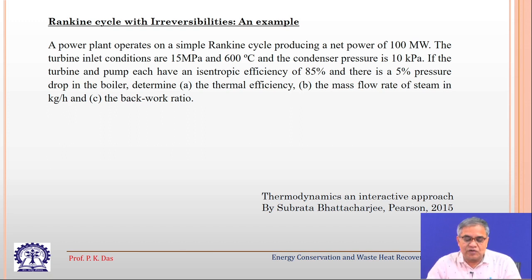A power plant operates on a simple Rankine cycle producing a net power of 100 megawatt. The turbine inlet conditions are 15 megapascal and 600 degree Celsius, and the condenser pressure is 10 kilopascal. If the turbine and pump each have an isentropic efficiency of 85% and there is a 5% pressure drop in the boiler, determine A, the thermal efficiency, B, the mass flow rate of steam in kg per hour, and C, the back work ratio. So, let us see how we can proceed with this problem.